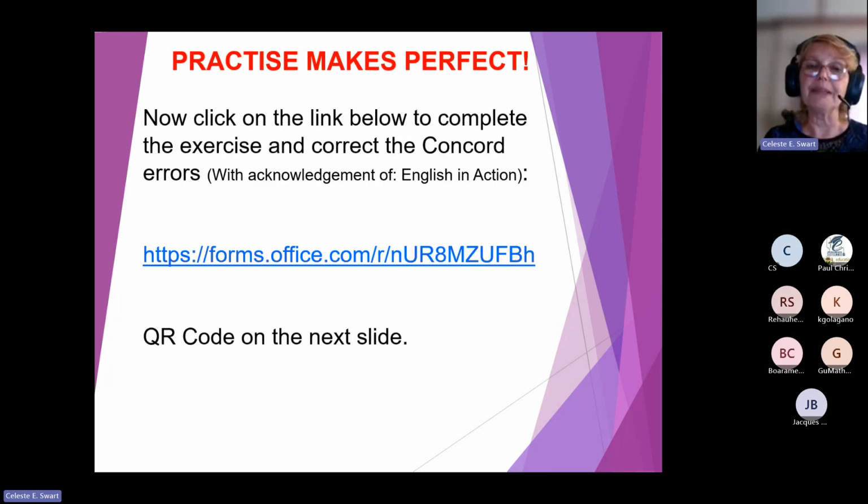Now, remember that practice makes perfect. I want you to click on the link and complete the exercise by selecting the correct concords. There will be some that are wrong, but there is one correct response in each one. And herewith, I'd also like to acknowledge English in Action, which is a very old book, but if you can get hold of it, it's worth its weight in gold.